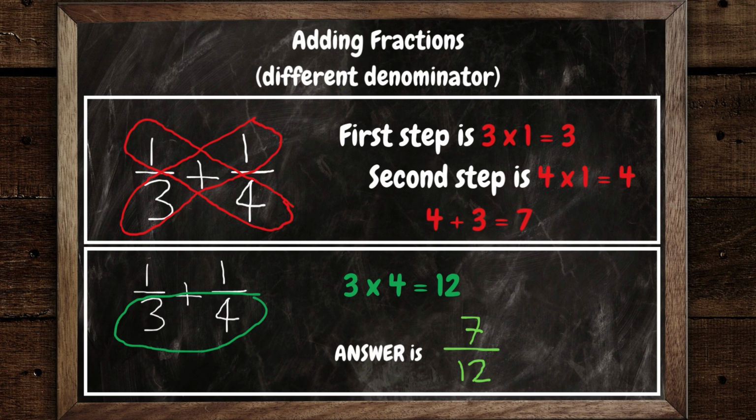Now to work out the denominator, all we need to do is multiply the two denominators. So in this case, 4 and 3. So 4 multiplied by 3 gives us 12. So 12 will be our new denominator. So 1/3 plus 1/4 equals 7/12.